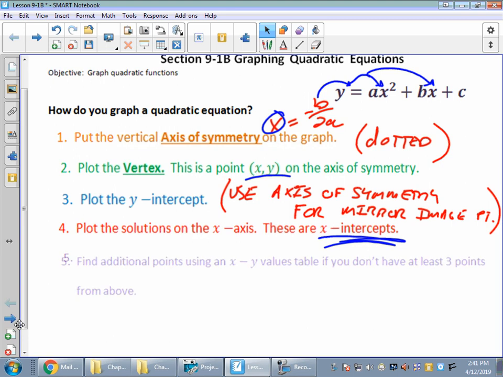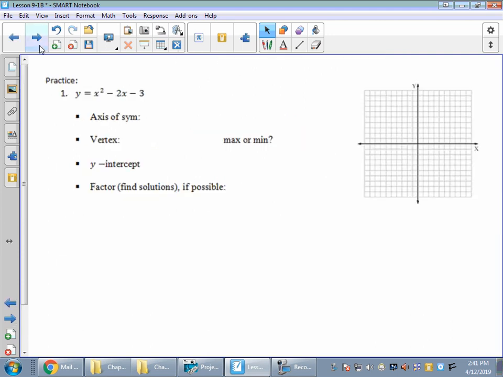And the last step is that we may have to find additional points by using an x, y values table if you don't have at least 3 points. Now you might have some points from steps 1 through 4. You might have more points. But if you don't, we're going to use an x, y table. Okay, so let's get to it.